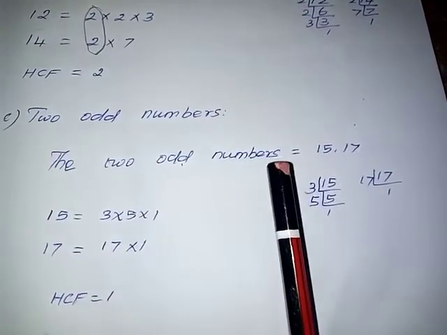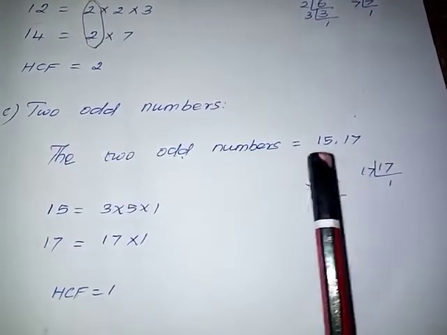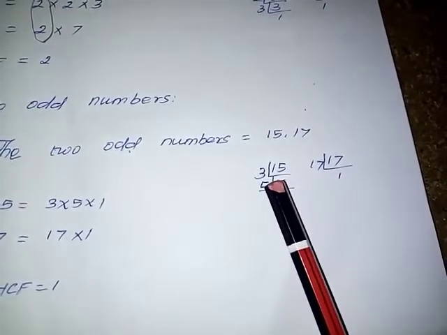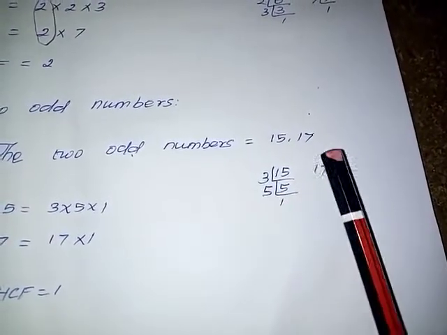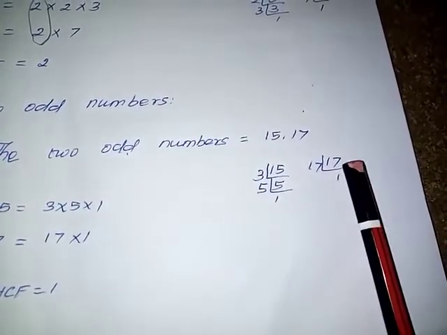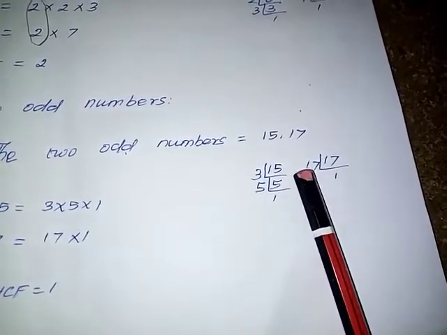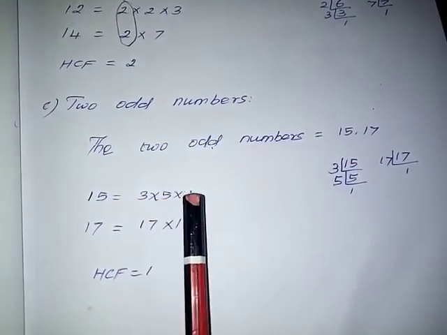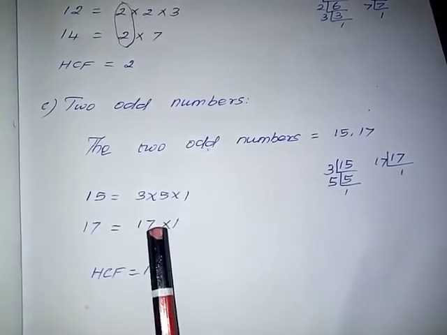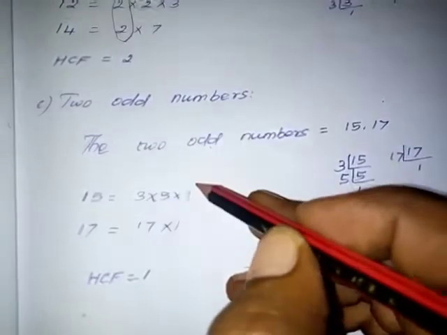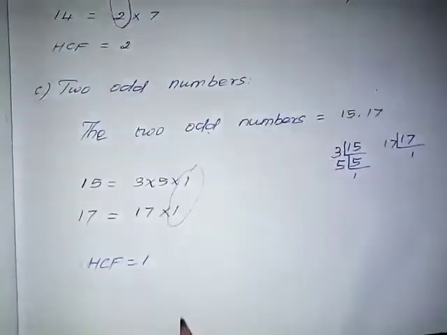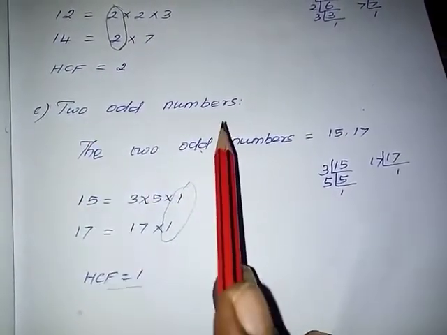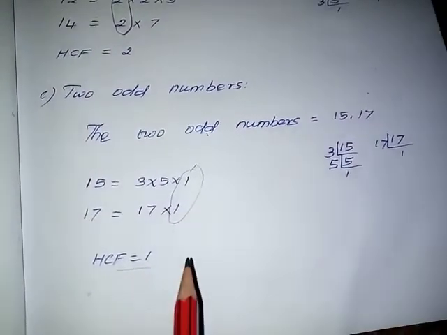And the third one, 2 odd numbers. The 2 odd numbers are 15 and 17. Do the L division. 15, 3 table, 5 3s are 15. Then 5 can be divided by 5 table 1 time. Then 17. 17 is a prime number, so 17 can be divided by 17 table only 1 time. So 15 equals 3 into 5 into 1, and 17 equals 17 into 1. So the common factor is 1. So HCF is also 1. Therefore HCF of 2 consecutive odd numbers is 1.